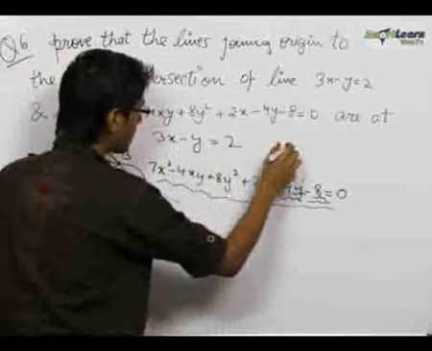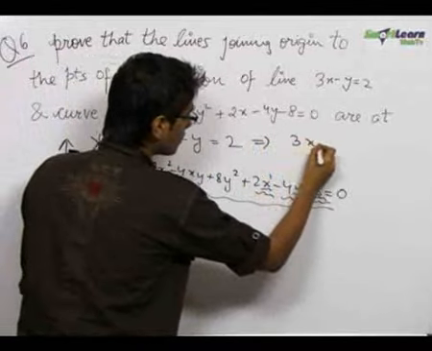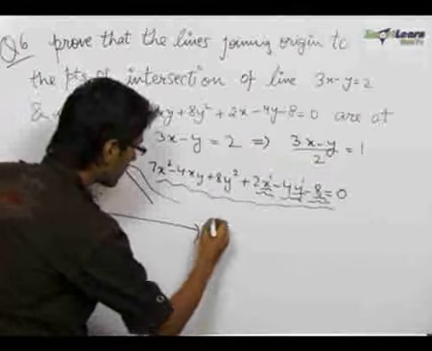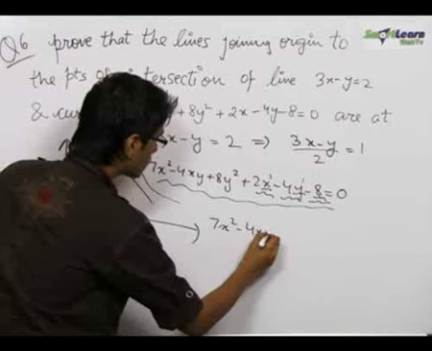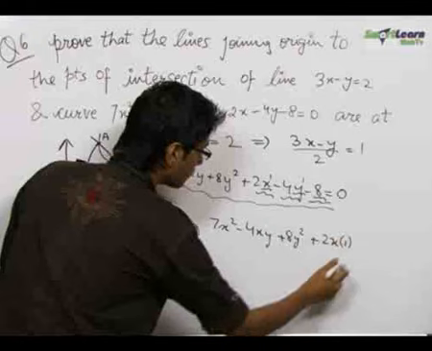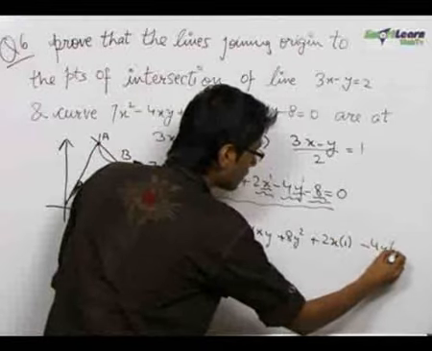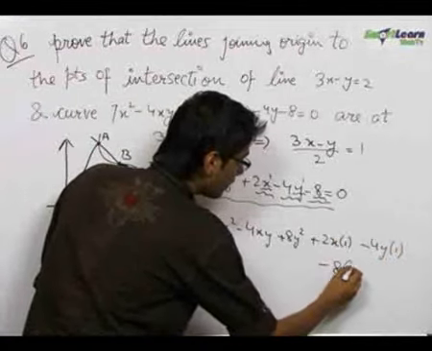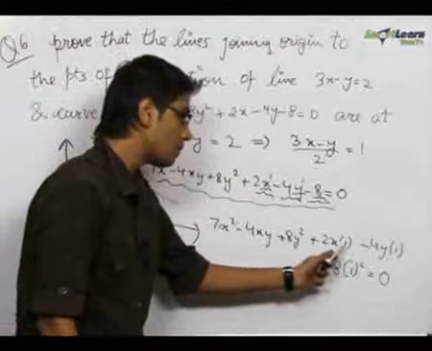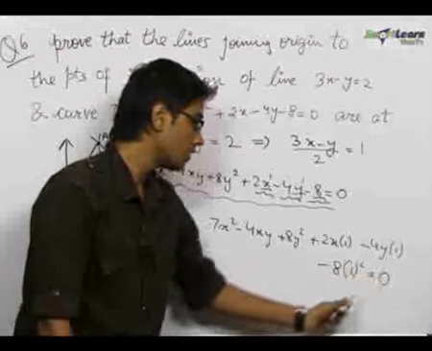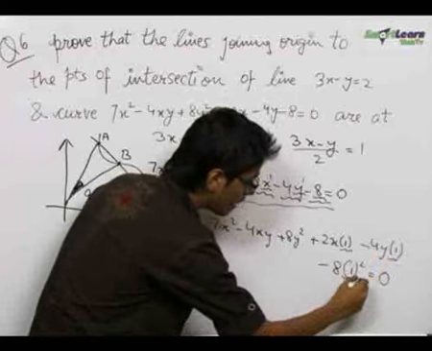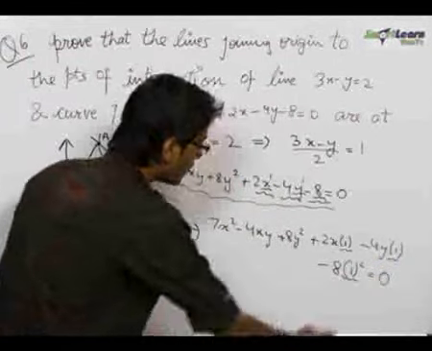Now we can see 3x minus y equals 2. So 3x minus y upon 2 equals 1. We can rewrite this equation as 7x square minus 4xy plus 8y square plus 2x into 1 minus 4y into 1 minus 8 into 1 square equals 0. We have multiplied the x term with 1, the y with a 1 and 8 with 1 square in order to provide it degrees: the x and y terms have 1 degree, and we have to provide this constant with 2 degrees. So we have multiplied it with 1 square.